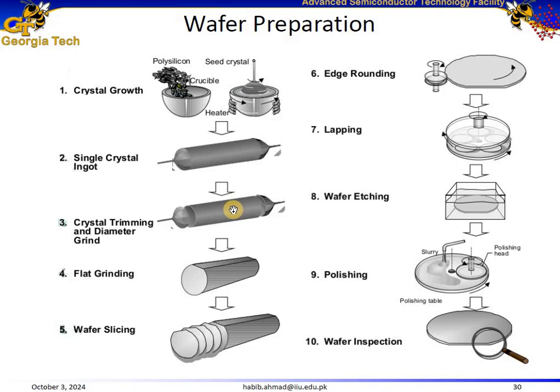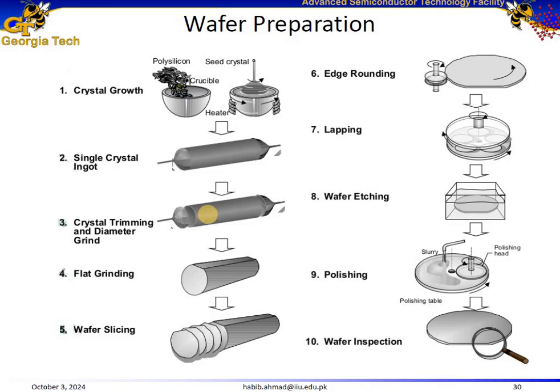So then we proceed with the crystal trimming and diameter grind. This process involves mechanical grinding of the ingot to achieve a precise uniform diameter, and for this purpose we remove any surface irregularities or defects from the ingot. So like the ends of the ingots are tapered, and we actually take away these tapered parts in order to have a uniform diameter of the wafers.